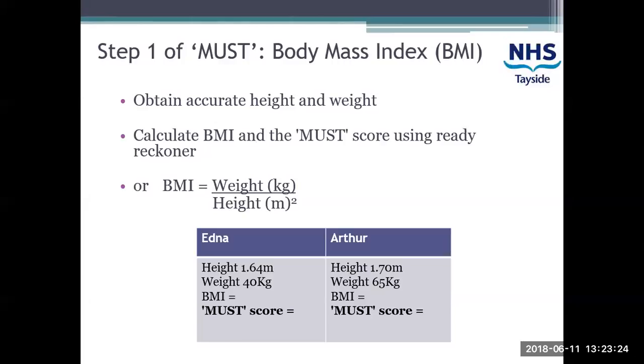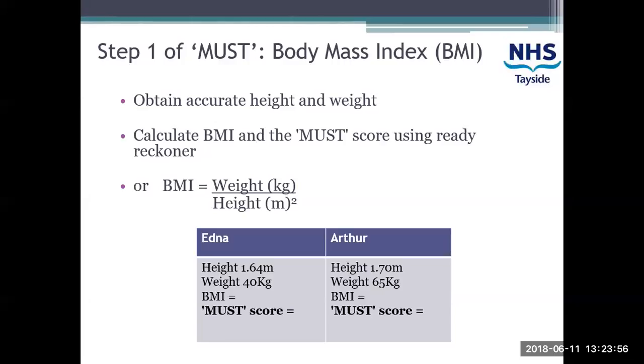So if we're looking at Edna, her height is 1.64, and her weight is 40 kilograms. So we're doing 40 kilograms divided by her height squared, and that would give you around 14.87, which you would then round up to 15. So her BMI there would be 15, and that would then give her a MUST score of 2.